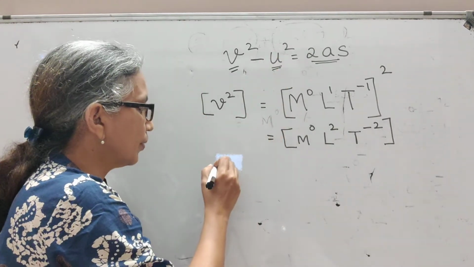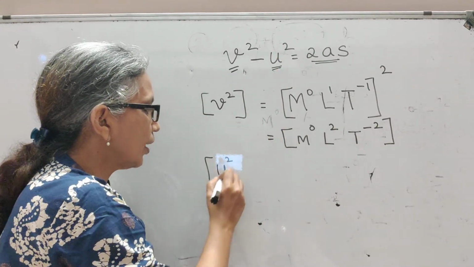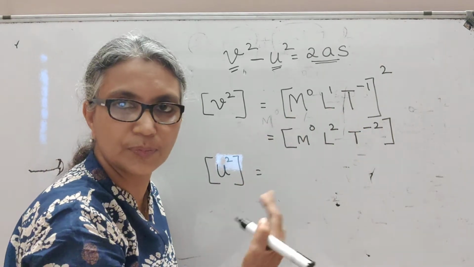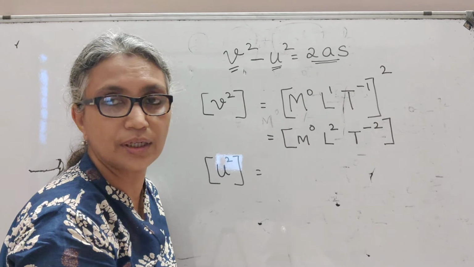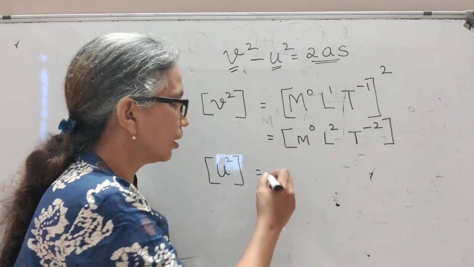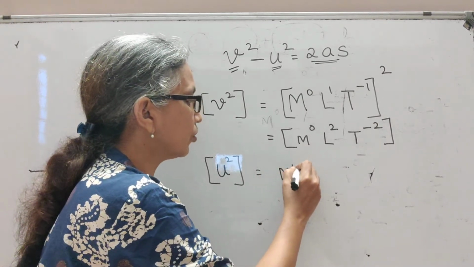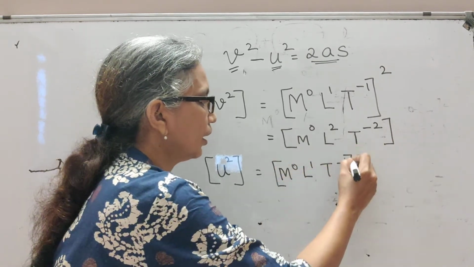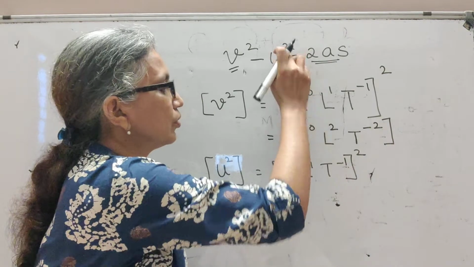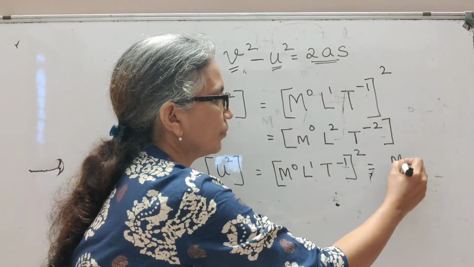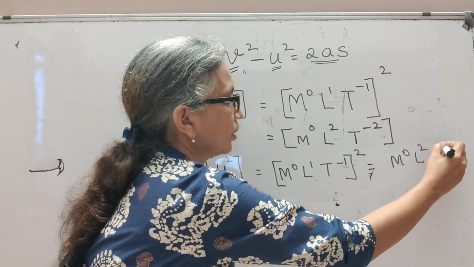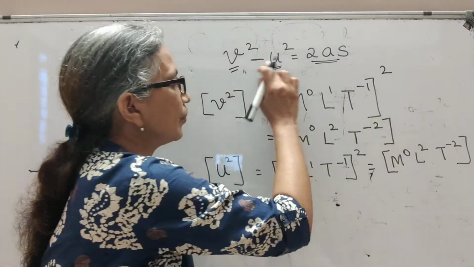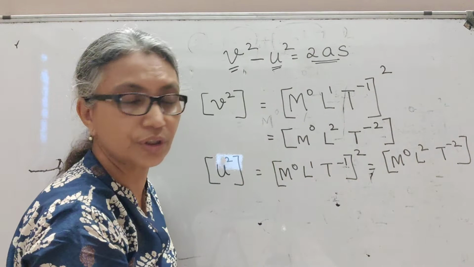Then we take the next term, that is u square. Dimensions of initial velocity will be the same as final velocity because both come under the same derived physical quantity, velocity. So this will be m0 L raised to 1 T raised to minus 1 again, raised to the power 2 because this is also squared. So we have m0 L square T raised to minus 2. So now we see that the first term and the second term have the same dimension.